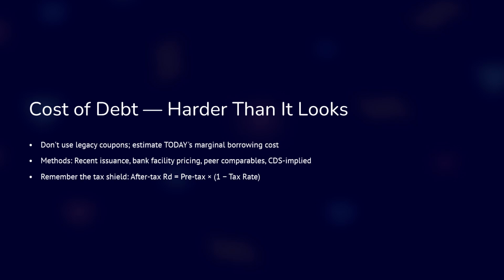Method three would be peer analysis. If Campbell Soup, with similar credit quality, just issued bonds at 5.2%, Heinz probably faces similar rates. And method four, CDS markets, credit default swaps, provide market-based estimates of default risk. We add that to treasury rates for the implied borrowing costs. And don't forget about that tax shield reminder. If Heinz can deduct interest payments at a 25% tax rate, their after-tax cost of 6% debt is really 4.5%. And so this tax benefit is why debt is often cheaper than equity.